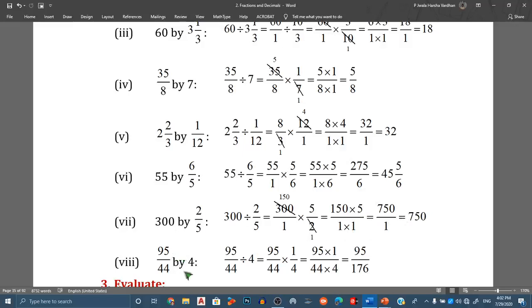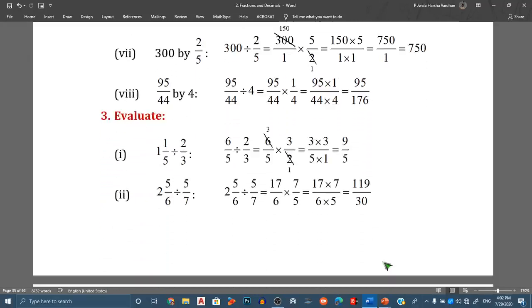It's 95 by 44 by 4, which is 95 by 44. Divided by 4 means, how can you write this? 1 by 4. What is the reciprocal of 4? 1 by 4. Here also there is no common factor. Just multiply numerators and denominators, which is 95 by 176. Next, evaluate.